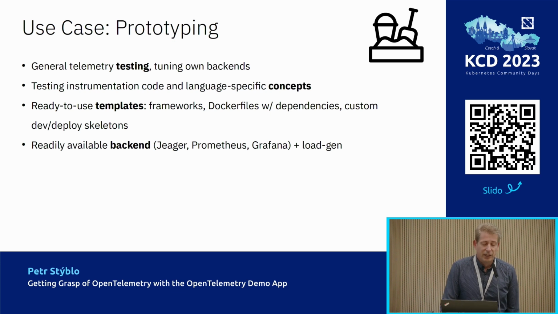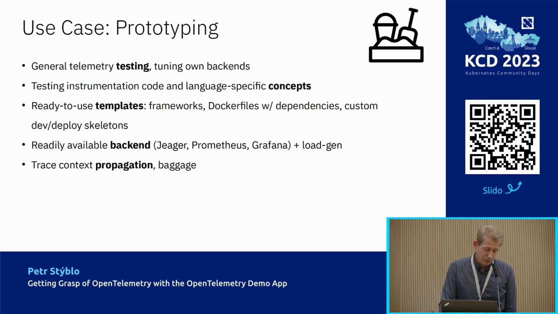If you just want to test your own OpenTelemetry instrumentation, go ahead and use the demo just for the backend. If you don't like the demo itself, just go ahead with the backend. There's also a load generator included, so you can use that for your own projects as well. The demo is great for studying how context propagation works and baggage propagation.